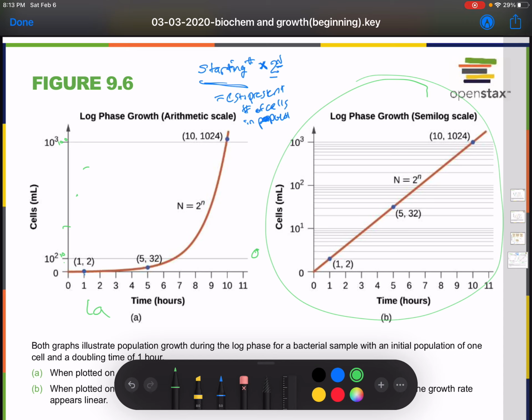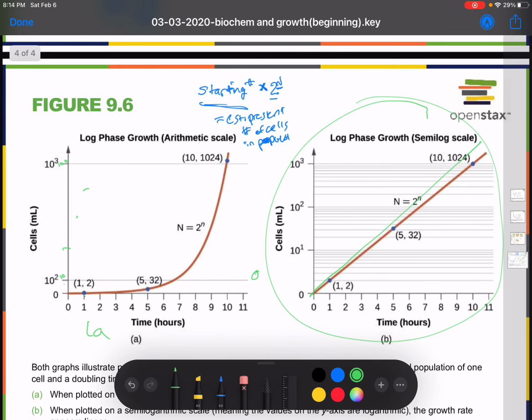If the cells are in logarithmic growth, we are going to see a straight line. If they're not in logarithmic growth, then you wouldn't end up seeing a straight line, as long as it's graphed on this type of scale.